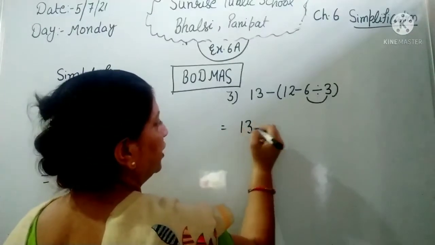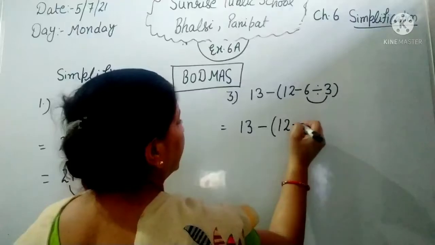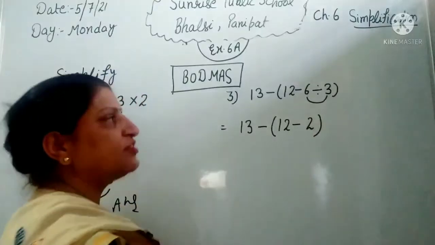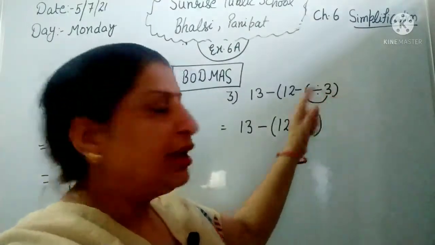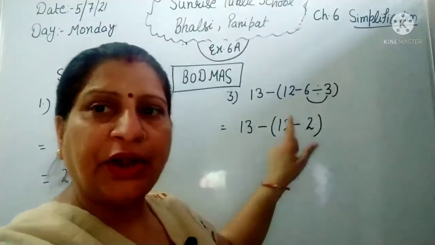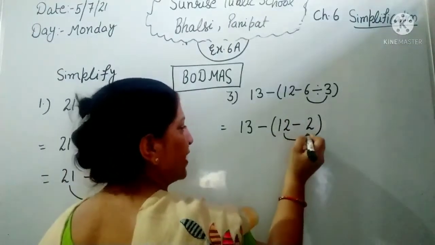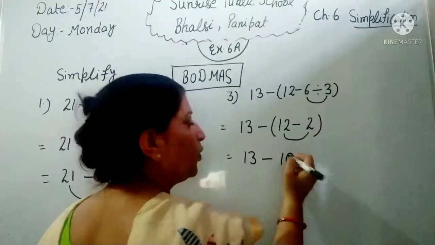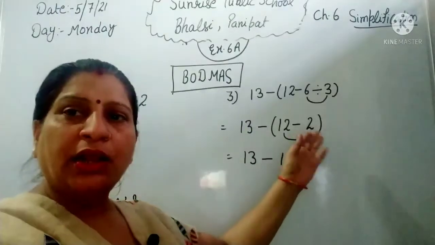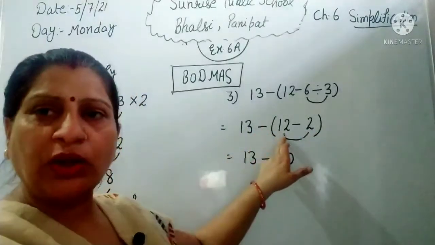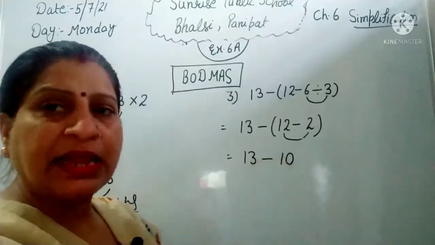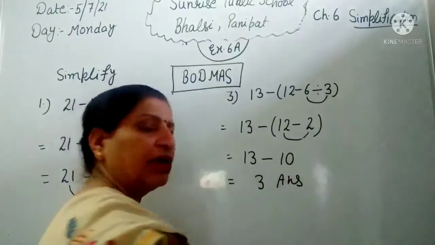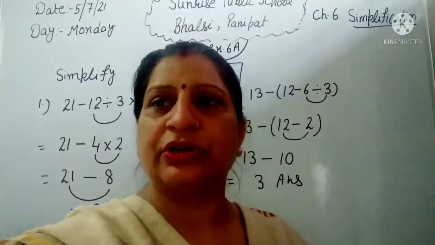Now we write 13 minus, 12 minus, when we divide 6 by 3 we get 2. Now after solving the first operation in the bracket we have to solve the second operation, and the second operation is subtraction. And after solving we write 12 minus 2, that is equal to 10. Now this number comes out of the bracket because here is only one number. So 13 minus 10, that is equal to 3. So 3 is our answer. Clear this one? Now we do the next question.